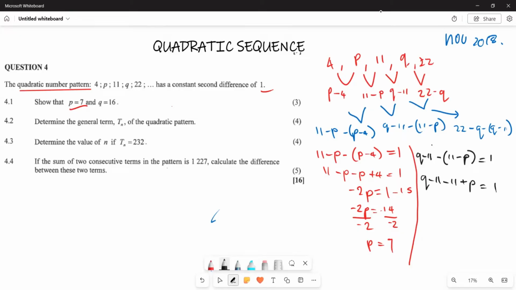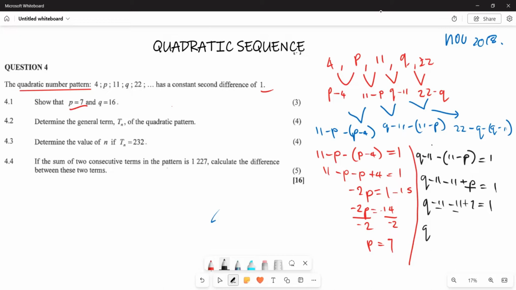Now, because you've already found your P, you're going to substitute your P. So this is going to be your Q subtract 11 plus your 7 is equal to what? Is equal to 1. And what is going to be this one? This is negative 22, right? So this is same as your Q. This is negative 22, negative 11, and negative, this is negative 22.